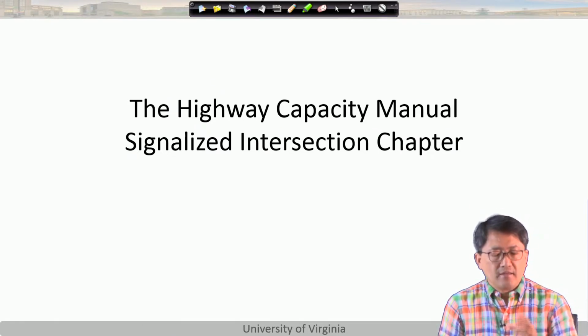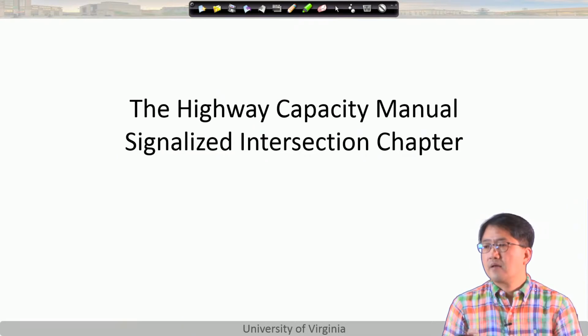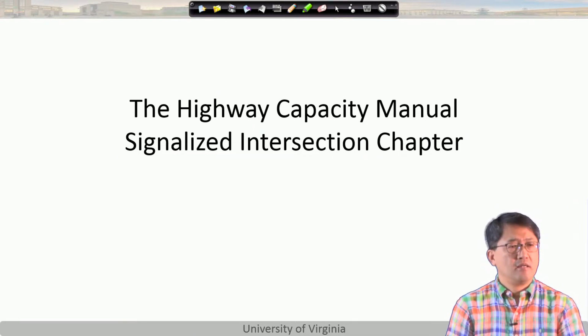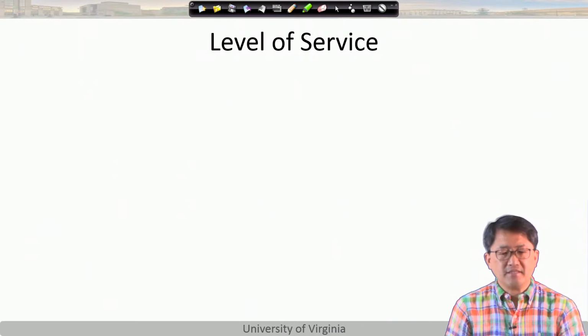I want to explain the Highway Capacity Manual, how they do it in terms of signal control. Have you learned this from the Indo HCM? Some, not everyone. Okay. It's probably a similar concept.